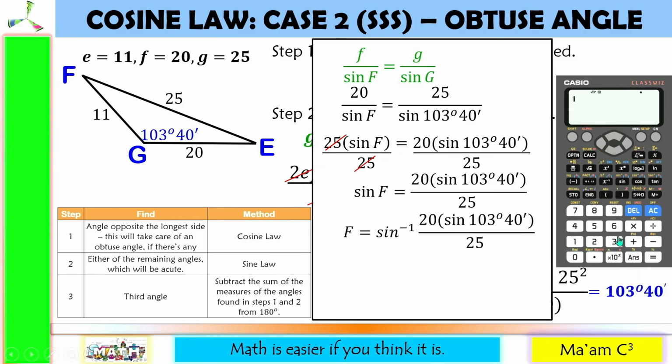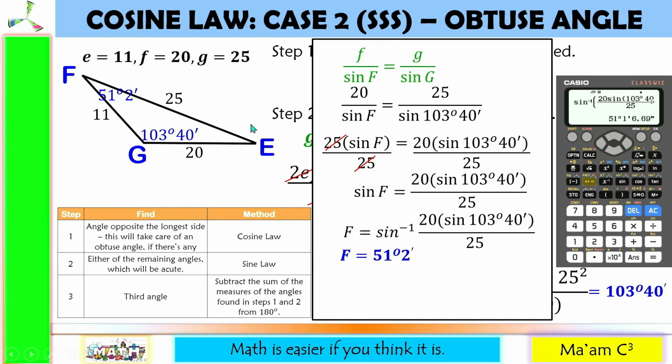Let us solve this. Shift sine of 20 times the sine of 103 degrees, 40 minutes, all over 25. And this is equal to 51.01. Let's express this in degrees and minutes: 51 degrees, 2 minutes. Let me write it here, 51 degrees, 2 minutes.